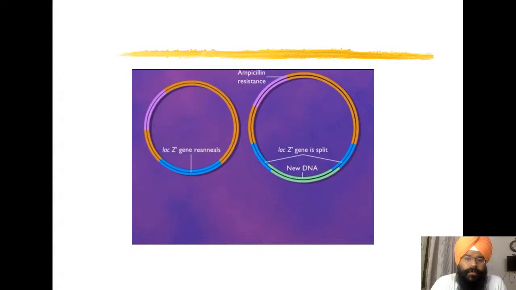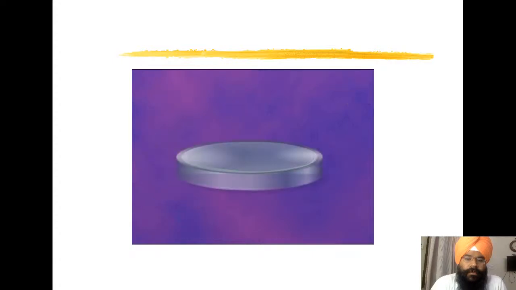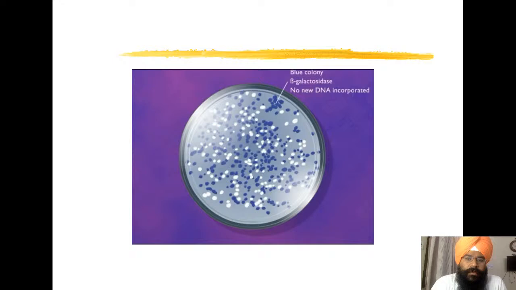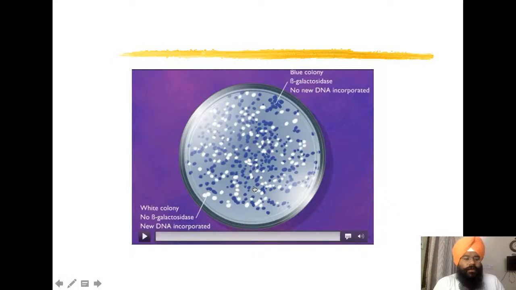A common second marker is the LacZ gene, which codes for the enzyme beta-galactosidase. Beta-galactosidase can cleave a colorless chemical called X-gal to form a blue compound. Therefore, colonies of cells that harbor the intact vector but no new recombinant DNA can make beta-galactosidase and form a blue color in the presence of X-gal. However, colonies that contain new recombinant DNA cannot make beta-galactosidase and are white. So that was something about cloning.